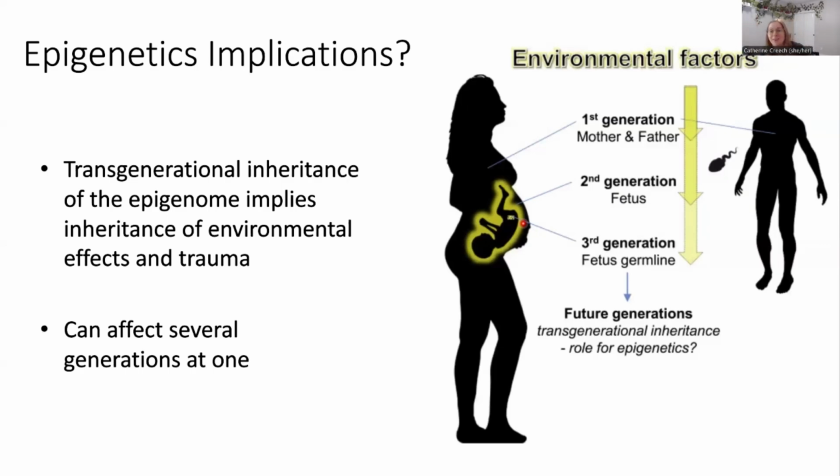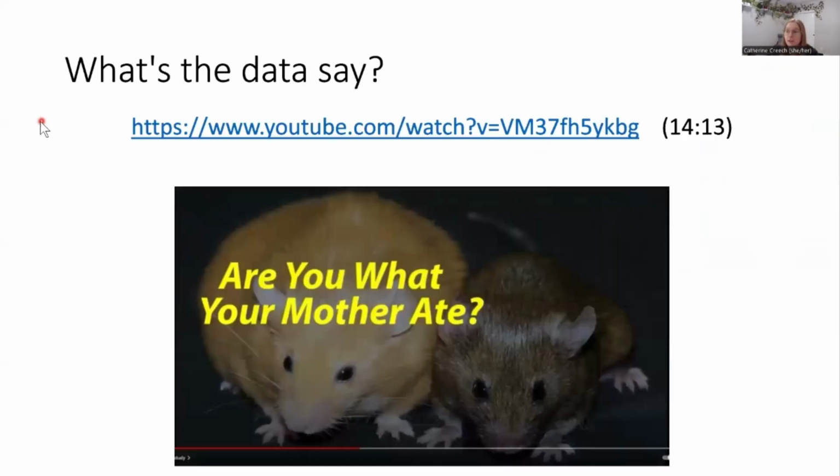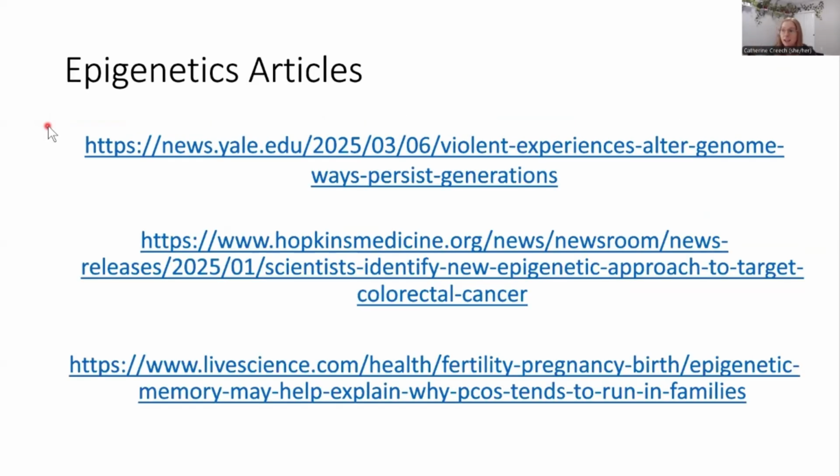So it's really a wonderful, complex system. We're finding out now that environmental effects and trauma can be inherited epigenetically. There's a lot of really interesting current research happening about this. The first thing I want you to do is watch this mini news report about the agouti mice experiment. And after you watch that, I have 3 articles for you to read.